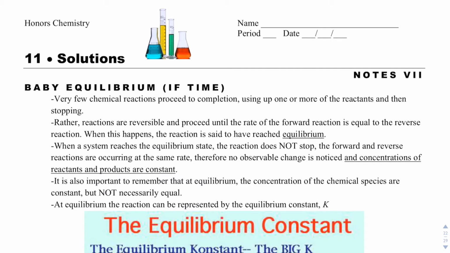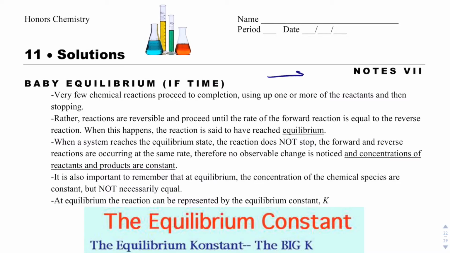First thing is that very few chemical reactions proceed to completion, meaning that they use up 100% of one of their reactants. Rather, reactions are reversible. Every single chemical reaction is reversible. I always think of compounds as being made up of Legos, and that you can take them apart and build them up in lots of different ways. And so reactions actually proceed until the rate of the forward reaction is equal to the rate of the reverse reaction.